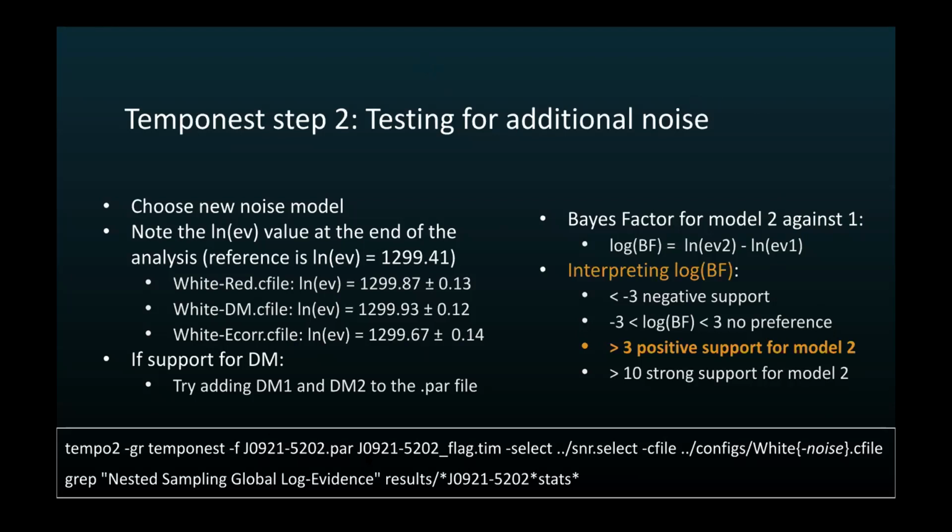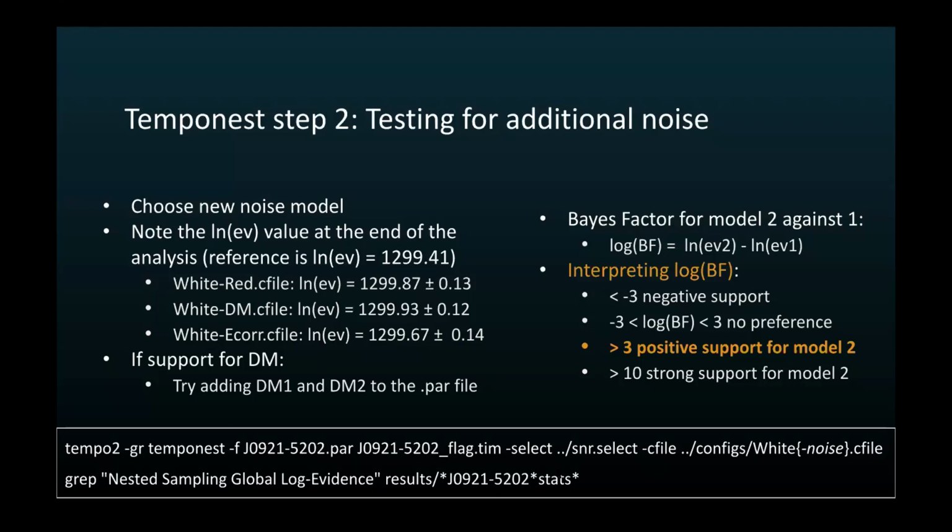Okay, so yeah, this is the command to run. Basically, you're just changing the noise file, and it will be saved to the same results directory, but with a different leading string to differentiate the noise models.